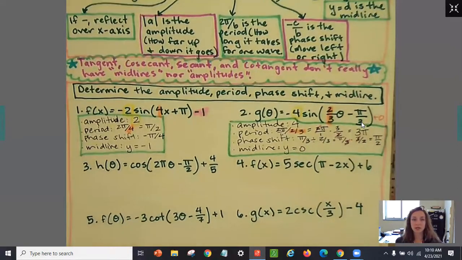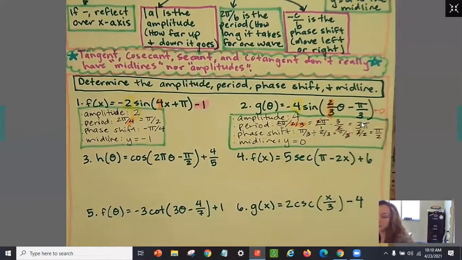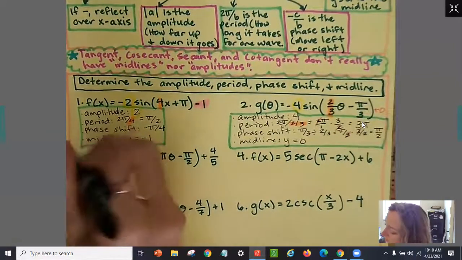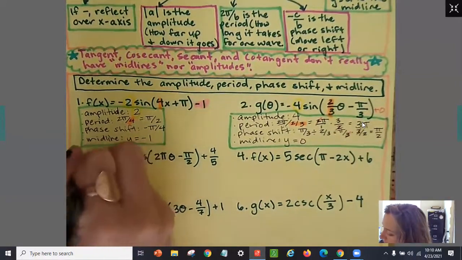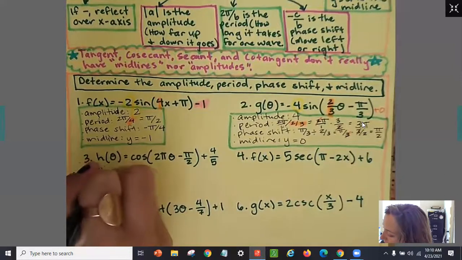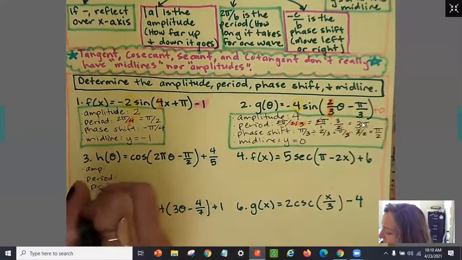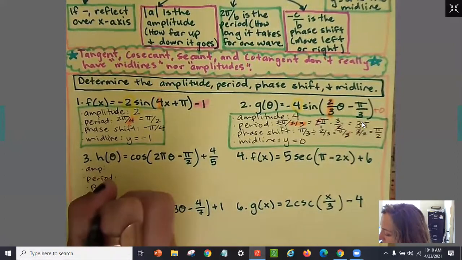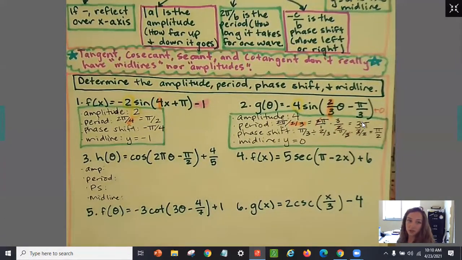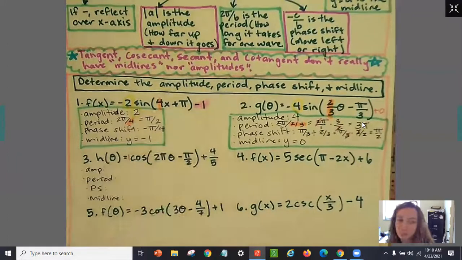Okay, so let's look at our next one, and this one is cosine, so we are going to use the amplitude, period, phase shift, which I'm just going to write PS, and midline. All right, amplitude. There is no number in front of cosine, or so you think. Everything can have the number 1 in front of it. So there actually is an amplitude, and it's going to be an amplitude of 1.